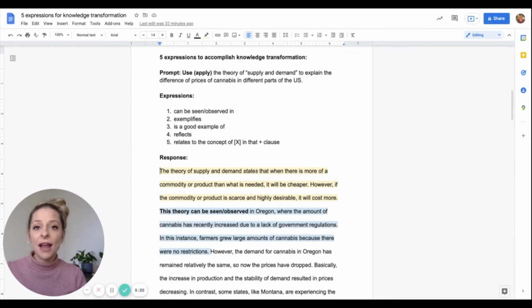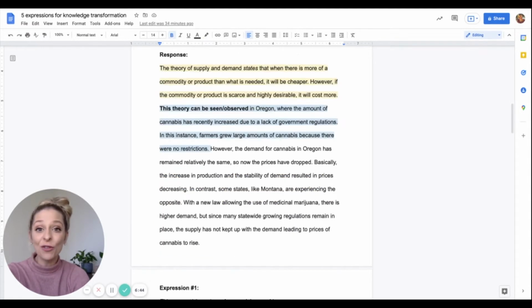So we want to see your ability to use that knowledge in a new situation. Now my students say, okay, I know I need to perform knowledge transformation, but how exactly do I do that? Well, here we have our 5 expressions to move from knowledge display to knowledge transformation. So let's see how we can do this. I am going to read you the full response, and then we will focus on how our expressions can help us achieve knowledge transformation. So here is our full response.